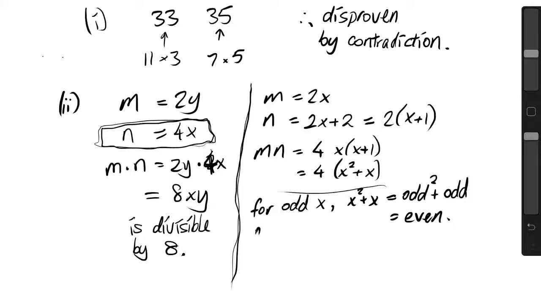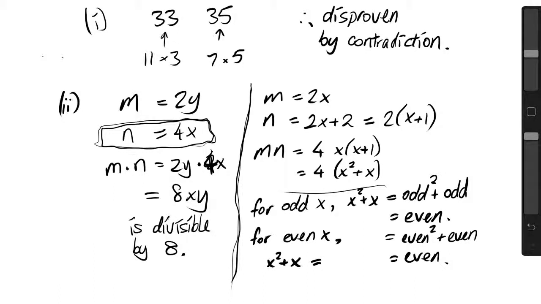And for even x, it would just be even squared plus even, it's clearly even. And therefore, both of them can be written as an even number. So x squared plus x has to be 2 lots of, let's say, j, because m's taken. So x squared plus x is 2j, and therefore mn has to be equal to 8j, and that therefore is divisible by 8.